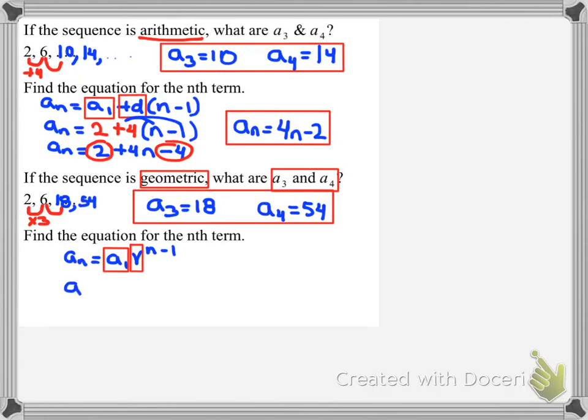So a sub n will be equal to, a sub 1 is the first number. So in this case the first number is 2. R is the ratio, and you want to place the ratio in parentheses. In this case the ratio we determined was going to be 3. What do I need to multiply 2 by to make it a 6? It is going to be 3. And then we're going to leave it as n minus 1. And that'll be your equation. You don't need to simplify, you don't need to multiply. In this case, you can't because of the exponent.